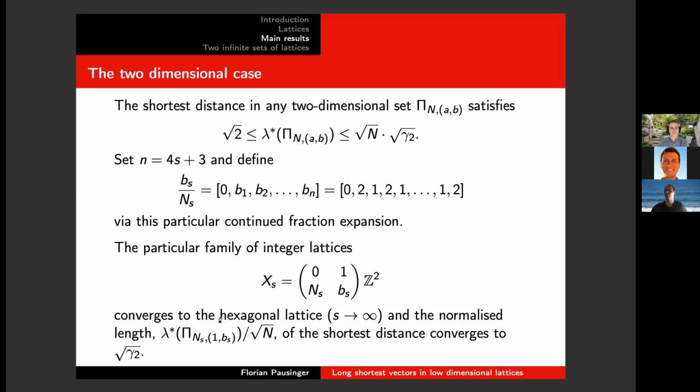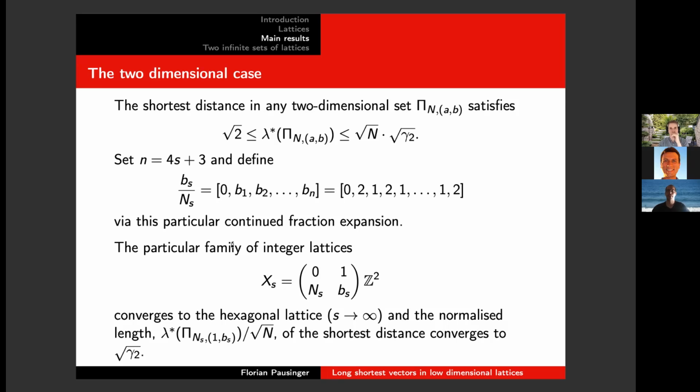So there are several interesting aspects here. First of all, it seems that this type of lattice approximates the hexagonal lattice asymptotically. So the more you increase the S, the larger the capital N gets, which is the number of points, and the closer you get to a perfect hexagonal lattice.